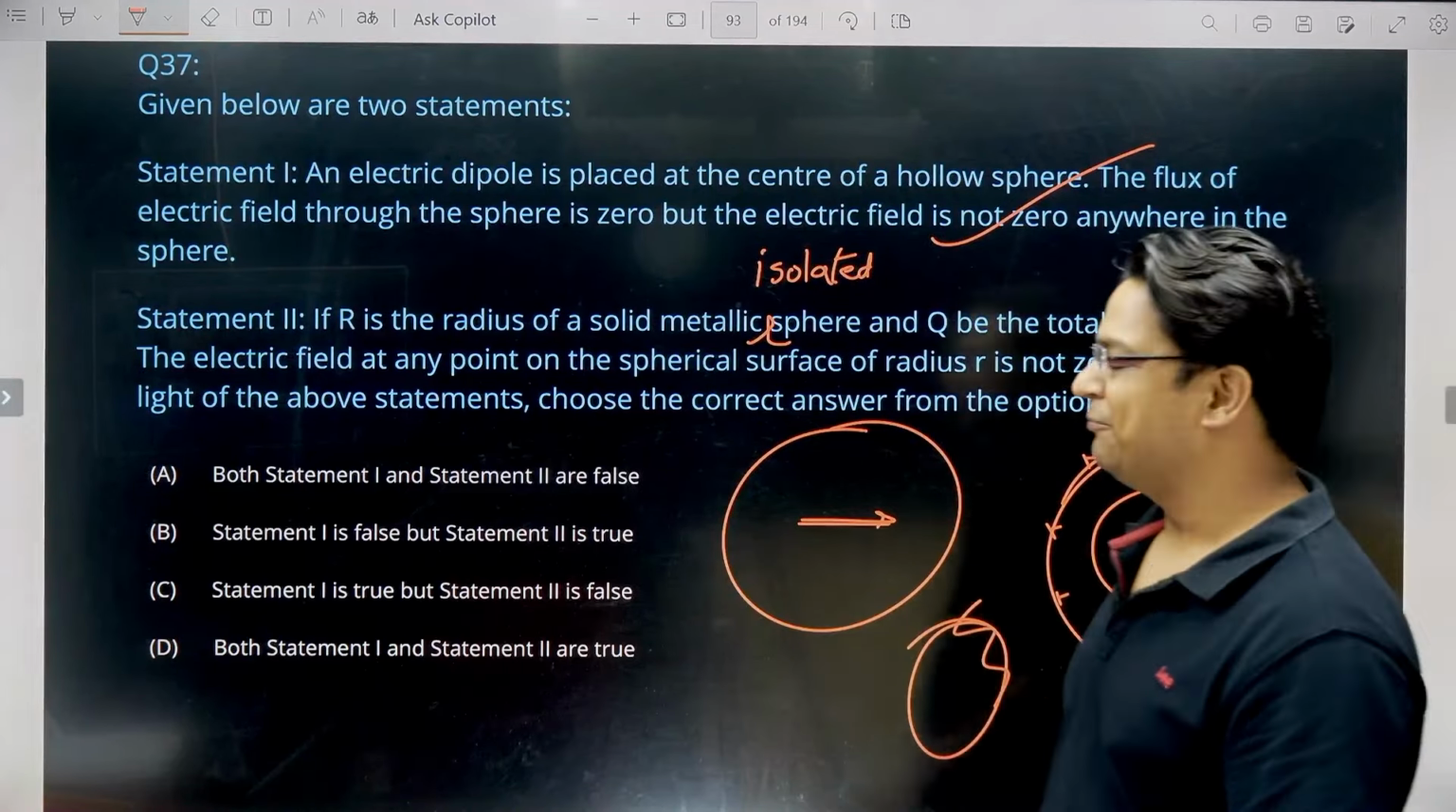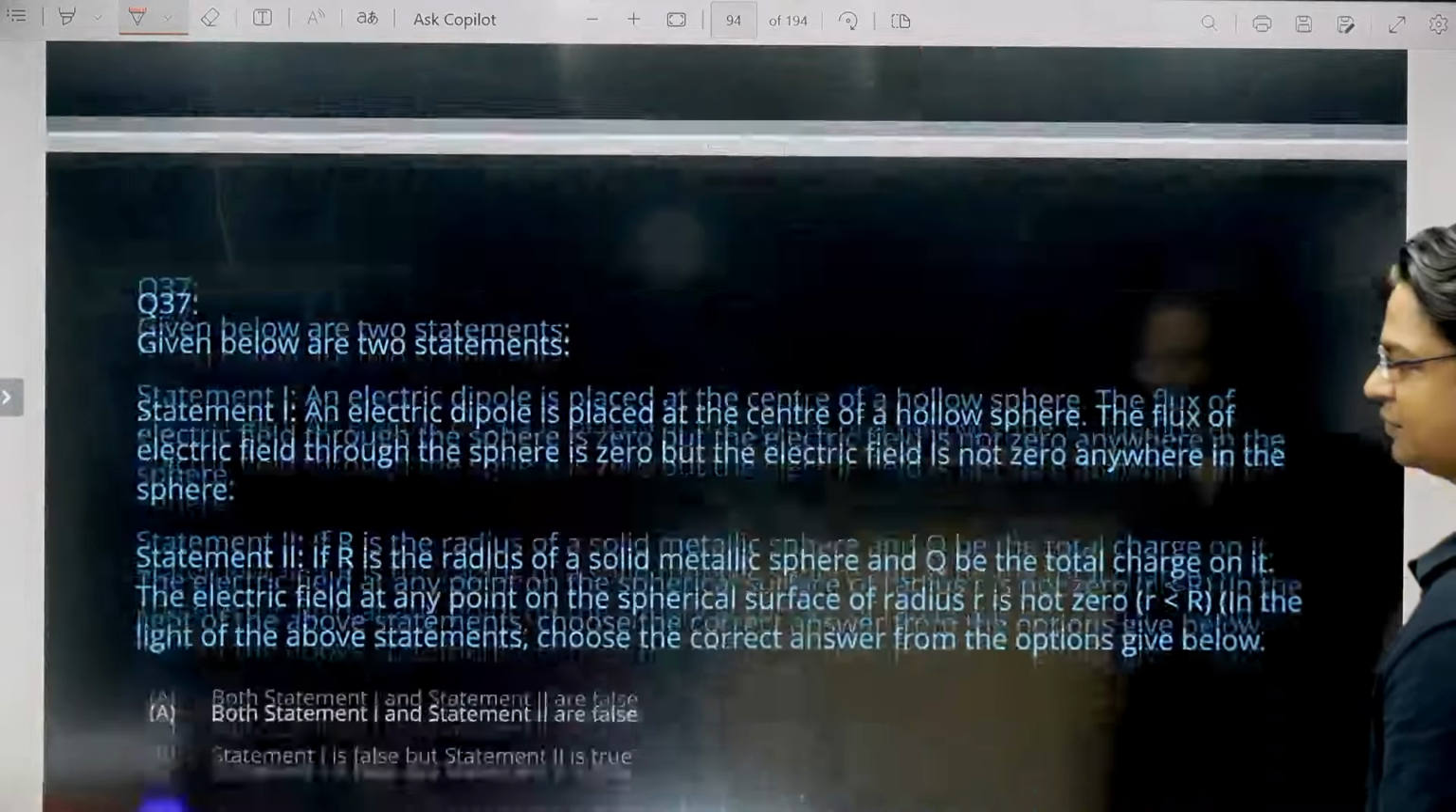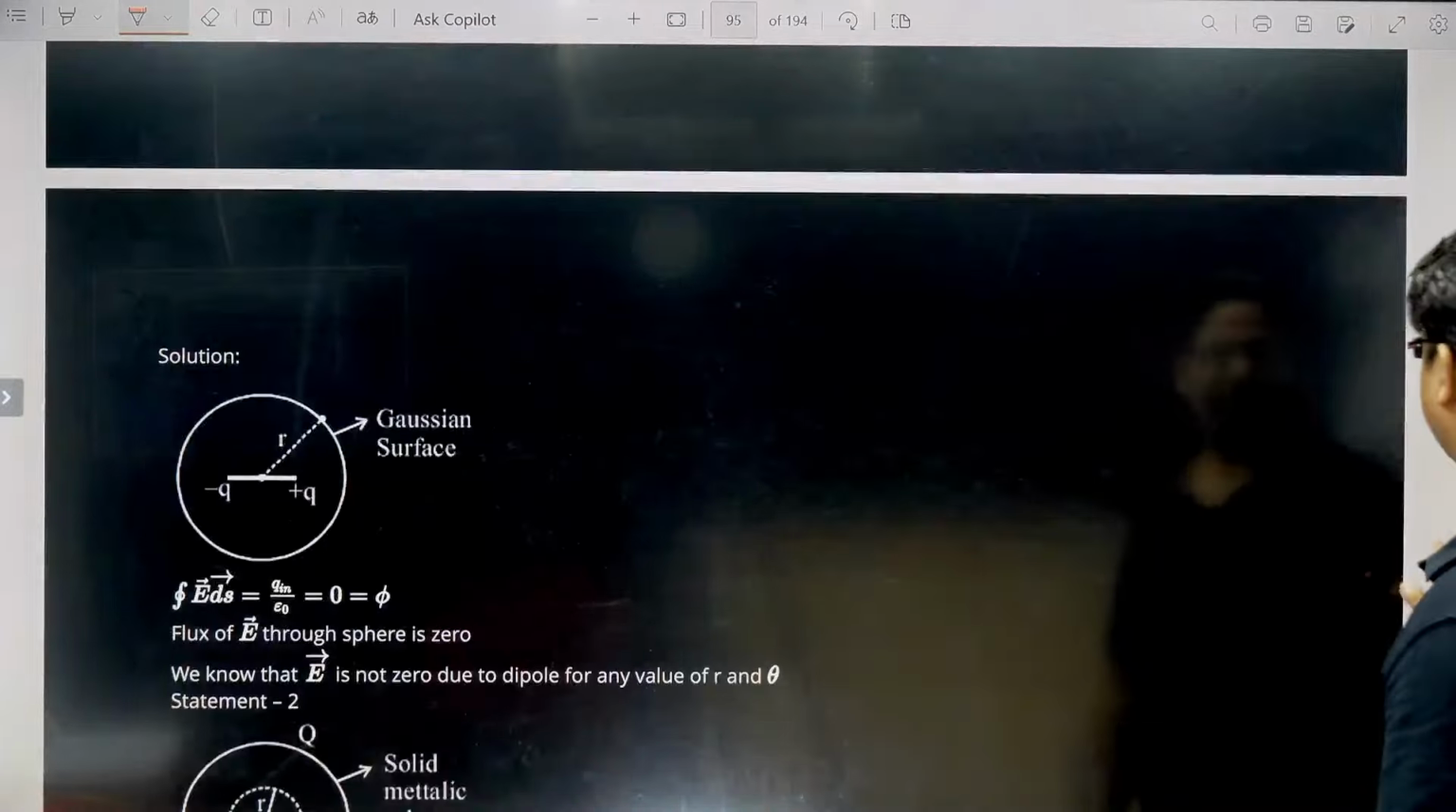So it says that it is not 0. That's wrong. It is 0. So statement 2 is wrong. Statement 1 is correct. So no, both statements are not false. Statement 1 is true and statement 2 is false. Option C would be the right answer.